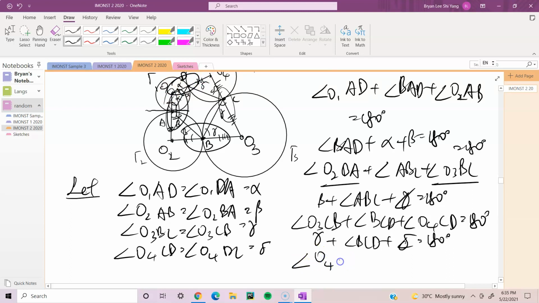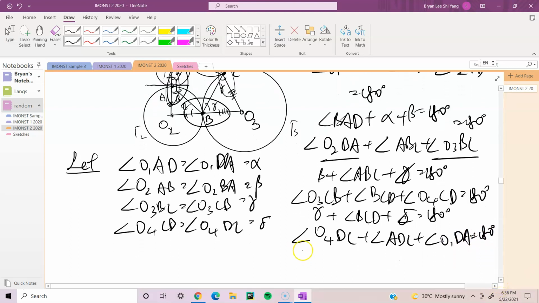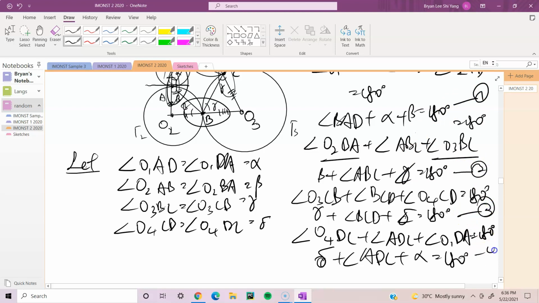Angle O4DC plus angle ADC plus angle O1DA is 180 degrees. Now let's move down a bit. We would have delta plus angle ADC plus this is an alpha equals 180 degrees. So we have 4 equations here, right? So these 4 equations become equation 1, equation 2, equation 3, equation 4.